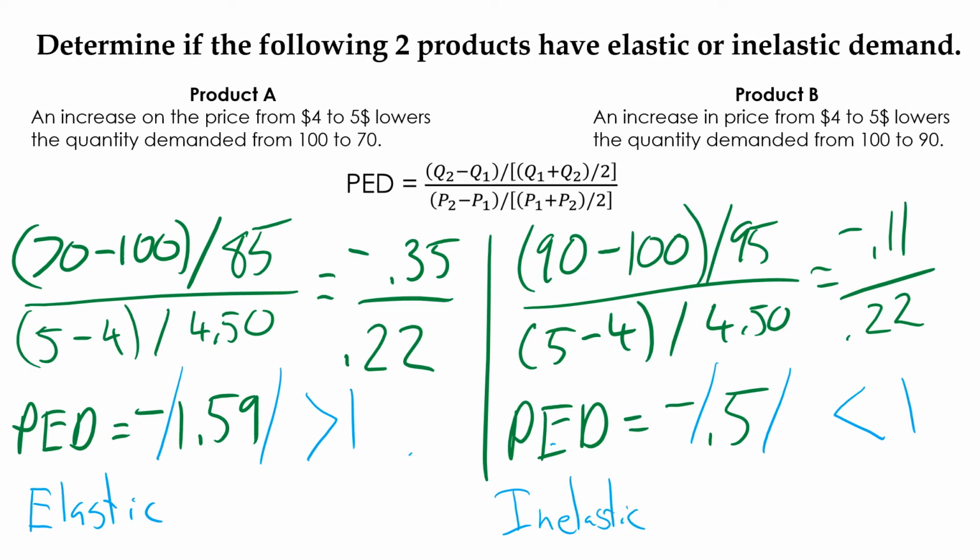So which product, product A or product B, is more sensitive to price changes? The inelastic one, right? An increase in the price is only going to result in a small decrease in the quantity demanded, right? Very small decrease in the quantity demanded. So should you increase the price?